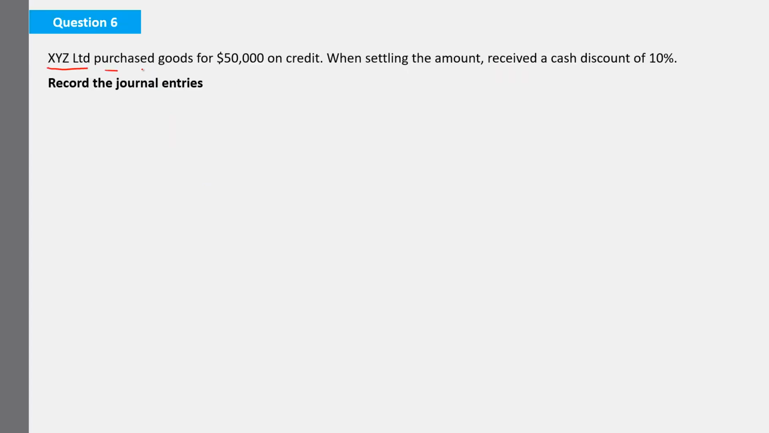XYZ Limited purchased some goods for $50,000 on credit basis. When settling the amount, it received a cash discount of 10%. So let me show the journal entries for this particular transaction. First of all, I'll show the journal entry for the purchase of goods. I am purchasing goods for $50,000. Purchases is an expense. So expense increases, it's a debit record.